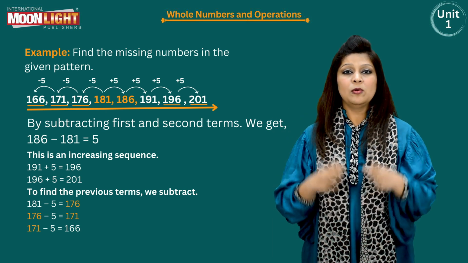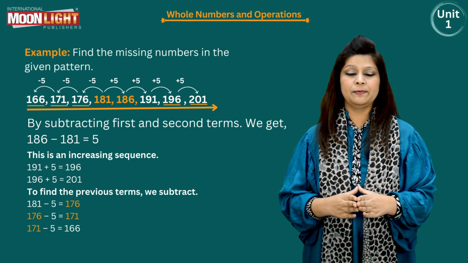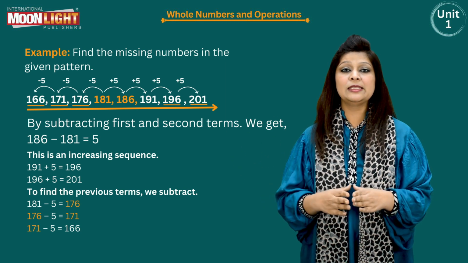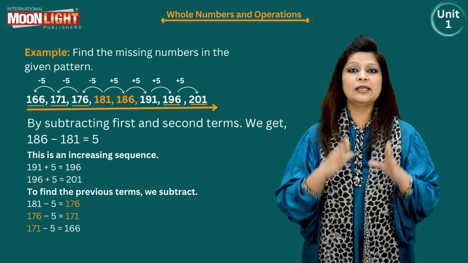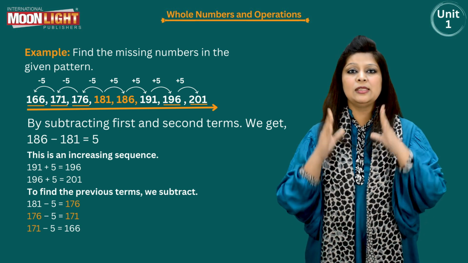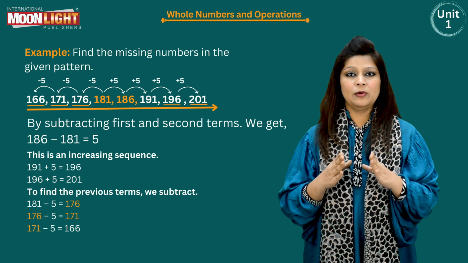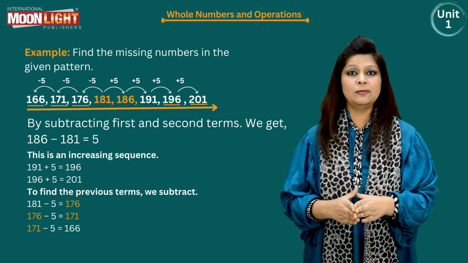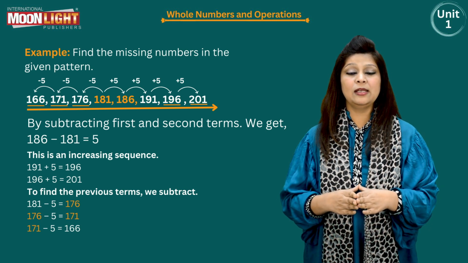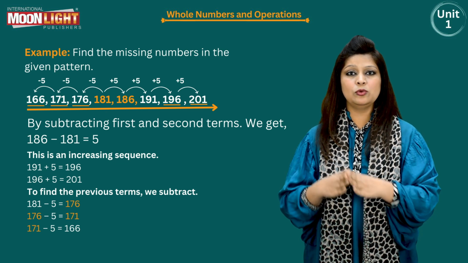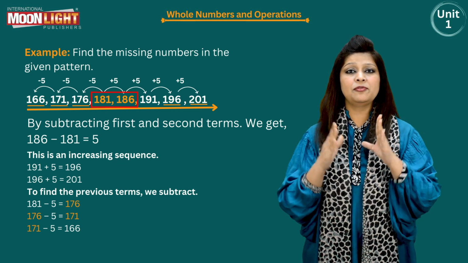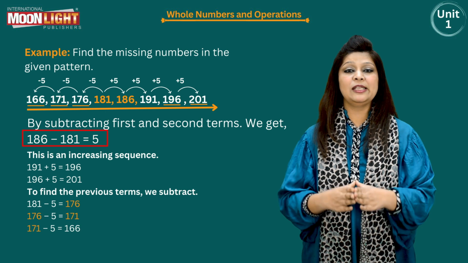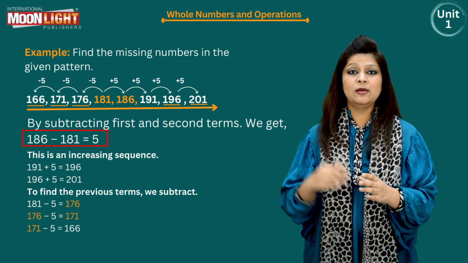To find this one, first I will check the sequence and observe it. From this sequence, I can see that 181 and then the next number is increasing, means the next number is greater than the first number, means this term is increasing. This means that we are going to add some specific term. To find out this specific term, I can find out the difference between the first two consecutive terms. The first two consecutive terms are 181 and 186. By subtracting these terms, I got the answer 5.